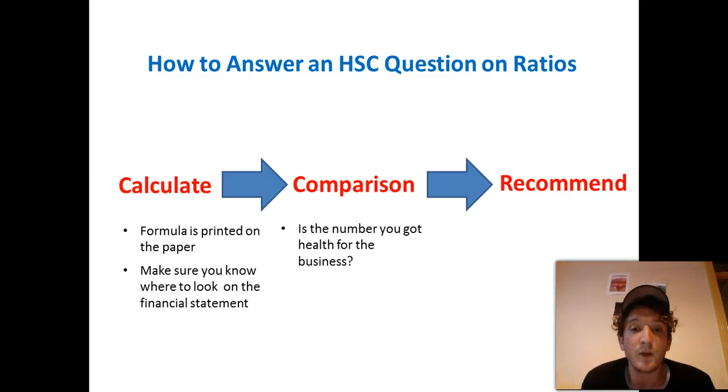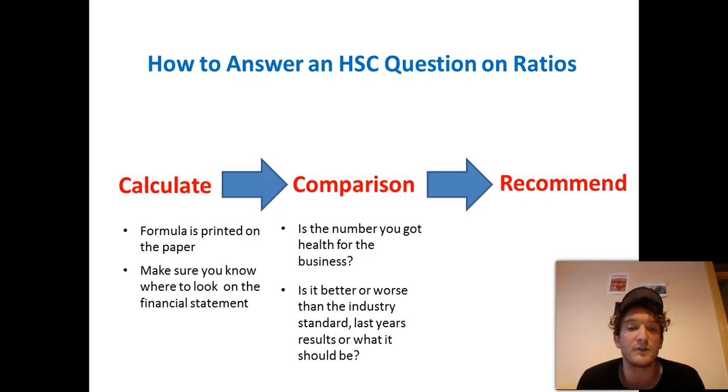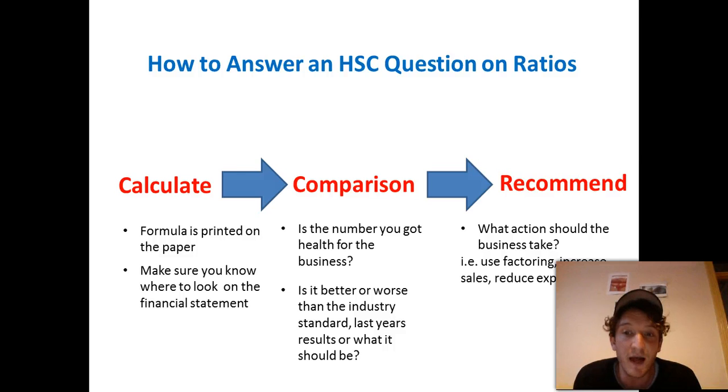Okay. Now, when you make your comparison, you need to decide whether the number you've got is healthy or sick. Okay? And to do that, you need to figure out whether or not the number is worse than an industry standard, or is it better or worse than last year's results, or is it what it should be? Working from your head and memorizing what you've studied, is this a healthy level for it to be at? Once you've done that, you then need to make a recommendation. What action should the business take? And as I said, most of the time the number's sick, so you're recommending them to take action to fix that problem.